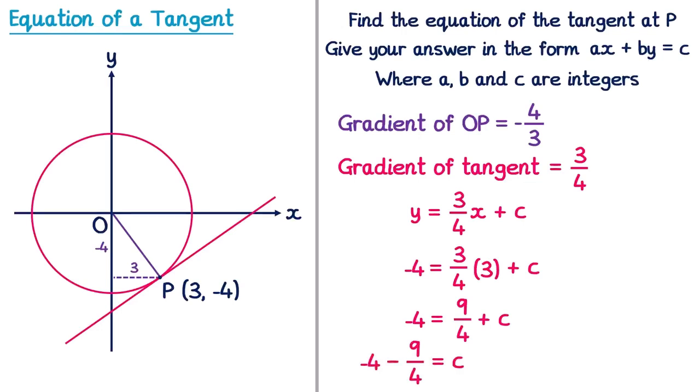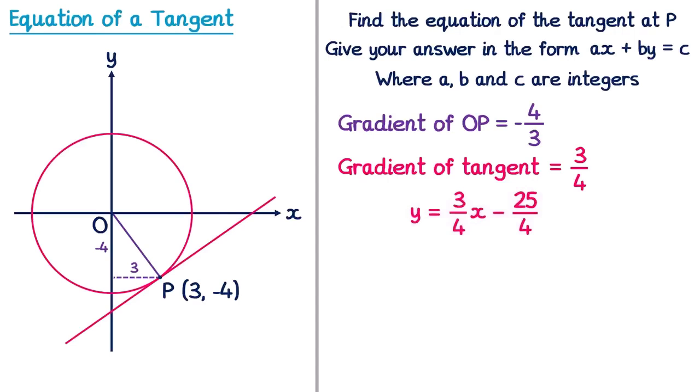We then want to combine these together into one fraction. This time I'm going to rewrite the -4 as -16/4, since 16 divided by 4 is also 4. Now that I have a common denominator, I can subtract these easily. I do -16 subtract 9, which is -25. So -25/4. Now we've found the value of c, we can come up to this equation and replace the c value with -25/4. So we've now found the equation of the line, it's y equals 3/4 x, subtract 25/4.